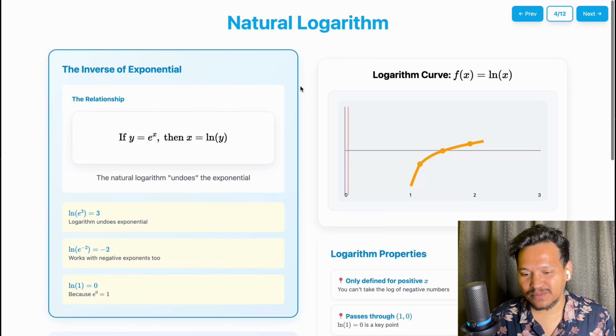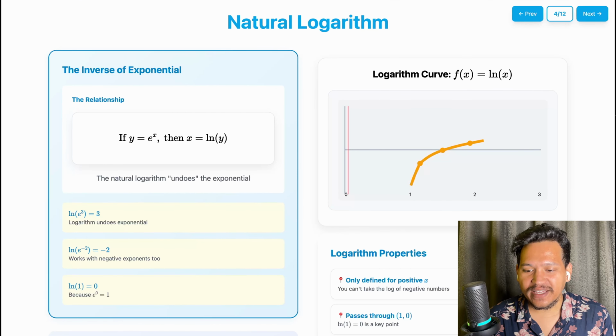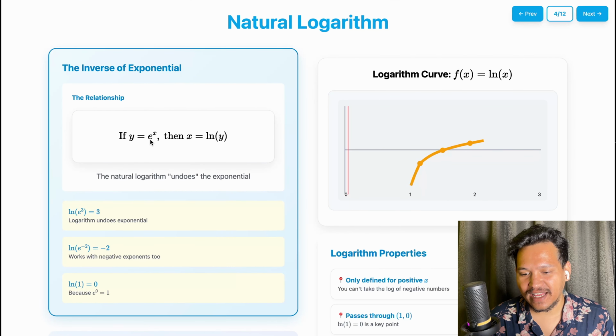Now let's meet the logarithm, the inverse of the exponential function. If y is equal to e to the power x, then x is equal to the natural log of y. The natural logarithm ln undoes what the exponential does, that is, ln of e to the power 3 equals 3. ln of e to the power of minus 2 will be equal to minus 2, and ln of 1 will be 0 because e to the power 0 equals 1.